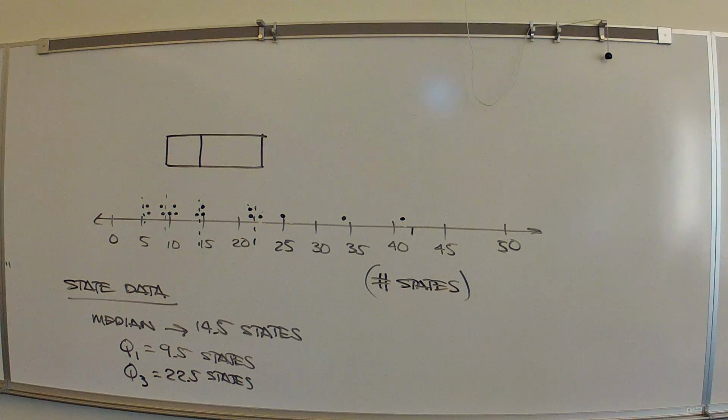So what is that box showing you? Where your two quartiles are and your median. What else is it showing you? What percent of your data is it showing you right now? Mimi, go for it. 50%. Half of it. The middle 50%.